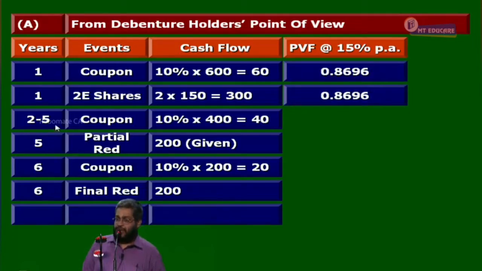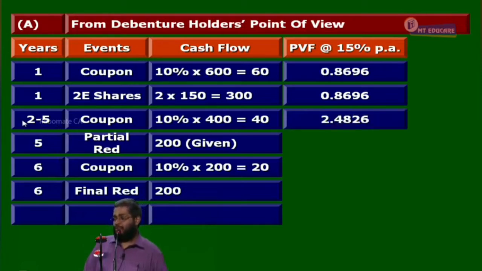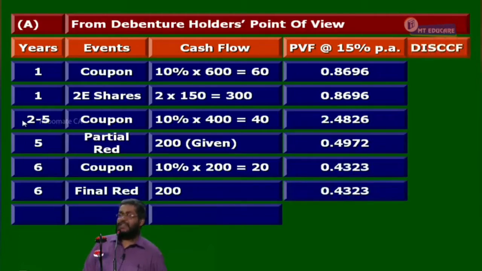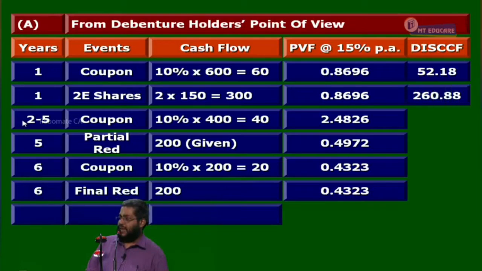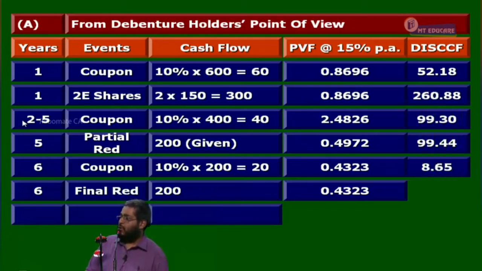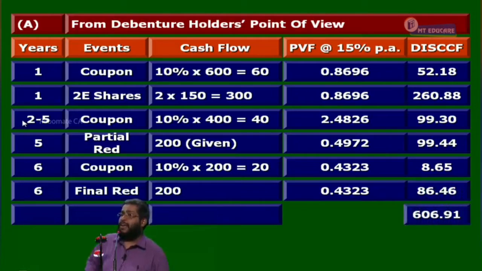The annuity factor for 5 years minus the annuity factor for 1 year gives me 2.4826. Then the present value factor for the 5th year and the 6th year. I presume that you understand the calculations. So the discounted cash flow is 60 into 0.8696, 300 into 0.8696, 40 into 2.4826, 200 into 0.4972, 20 into 0.4323, and 200 into 0.4323. If I total, I get 606.91.